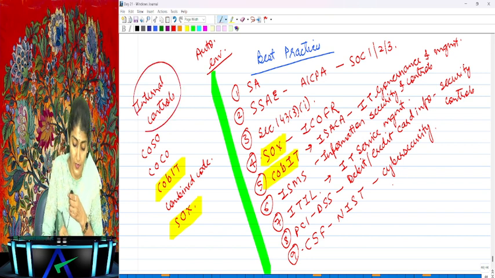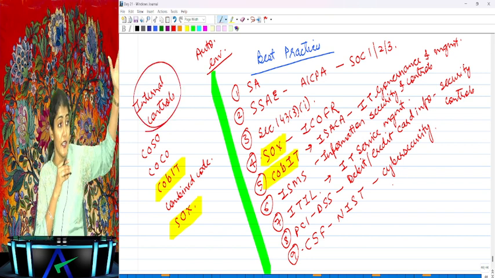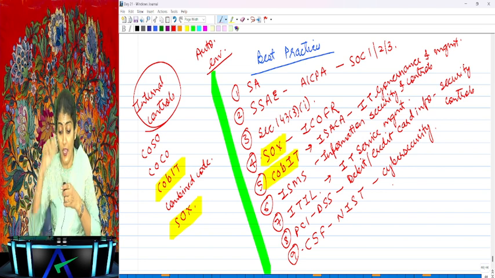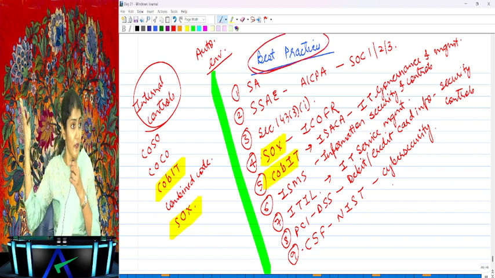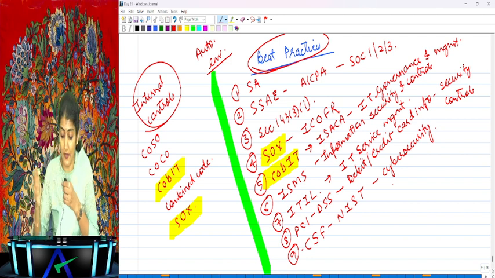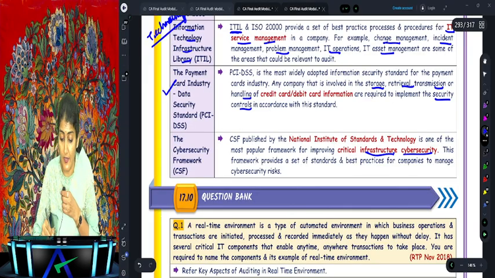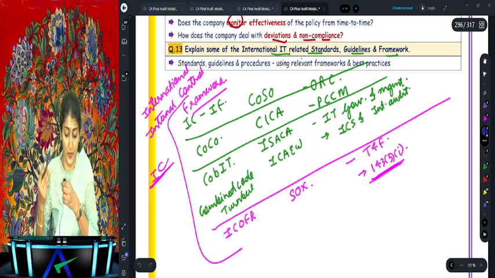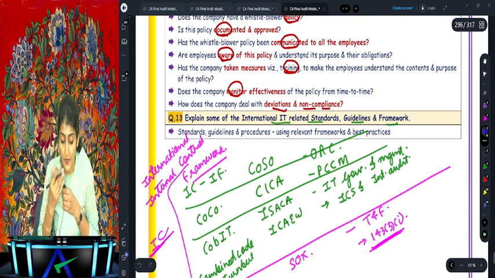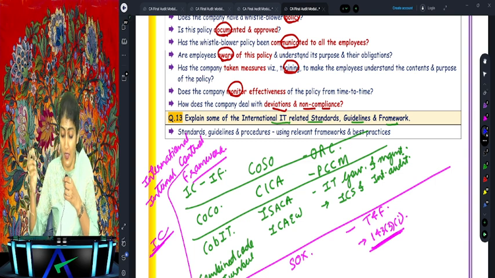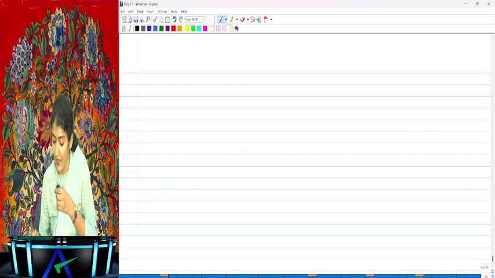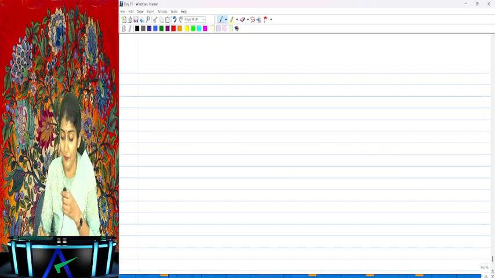These are the international internal control frameworks. These are the best practices to be followed in the IT automated environment. In the study material, they've put a full question: explain some of the international IT related standards, guidelines, and frameworks. How many are there? Nine. What are the nine?